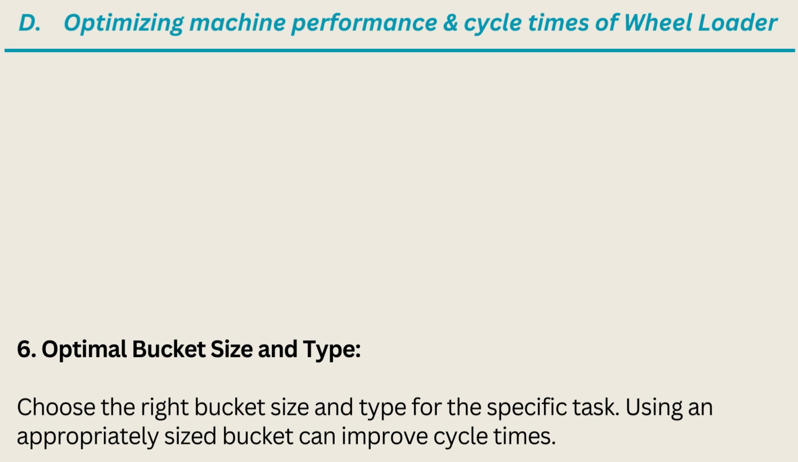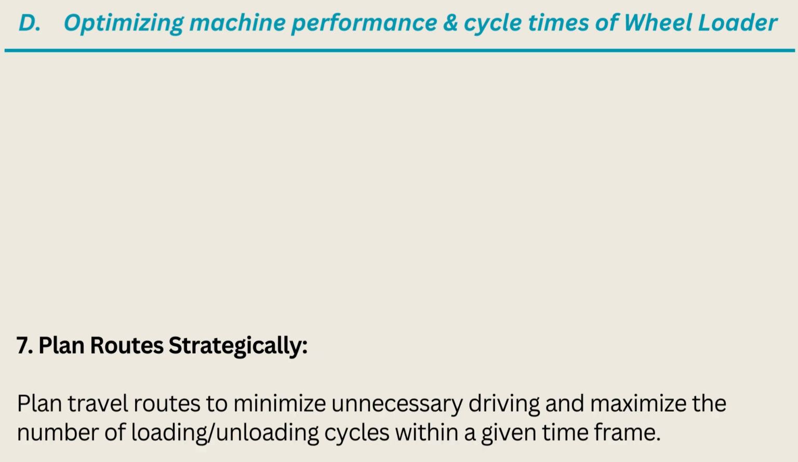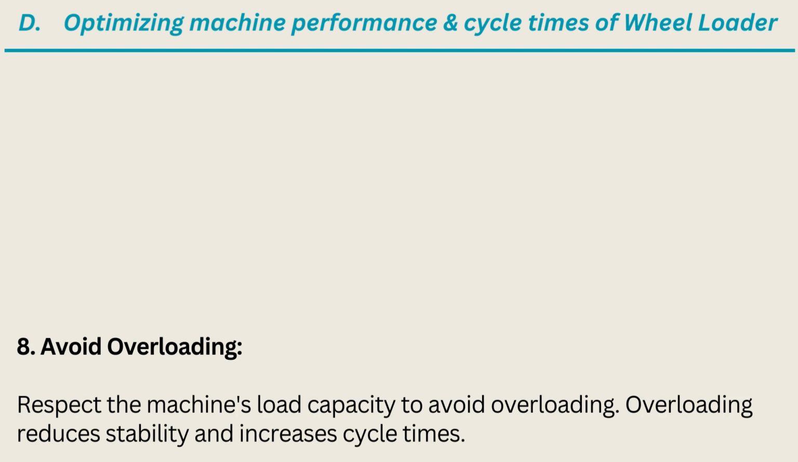Using an appropriately sized bucket can improve cycle times. 7. Plan routes strategically. Plan travel routes to minimize unnecessary driving and maximize the number of loading/unloading cycles within a given time frame. 8. Avoid overloading. Respect the machine's load capacity to avoid overloading. Overloading reduces stability and increases cycle times.